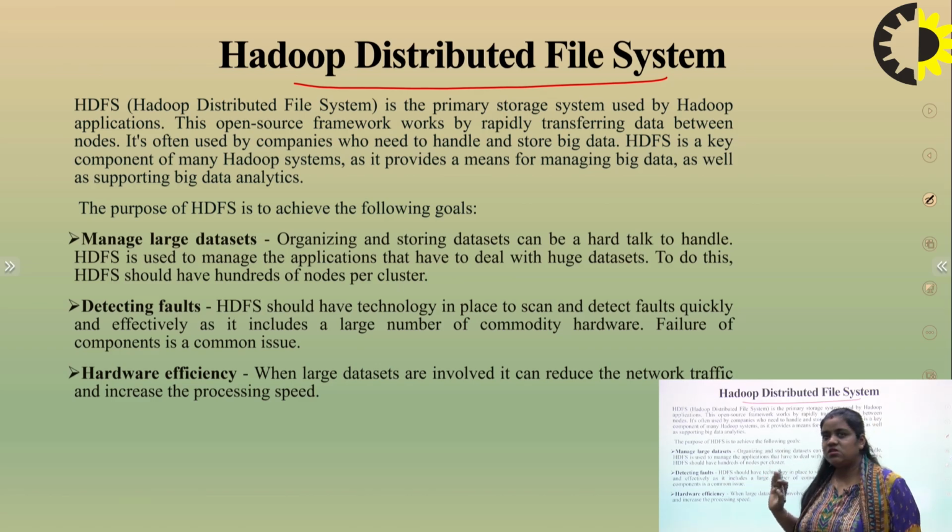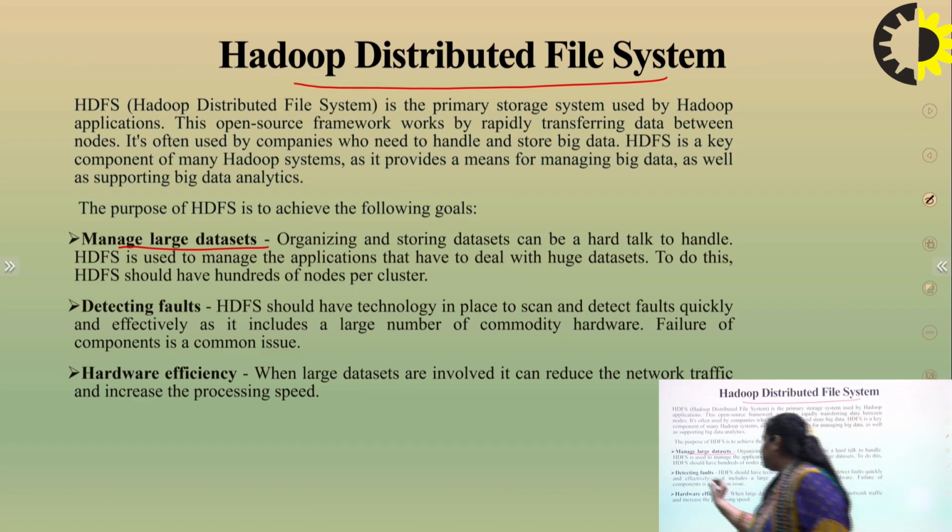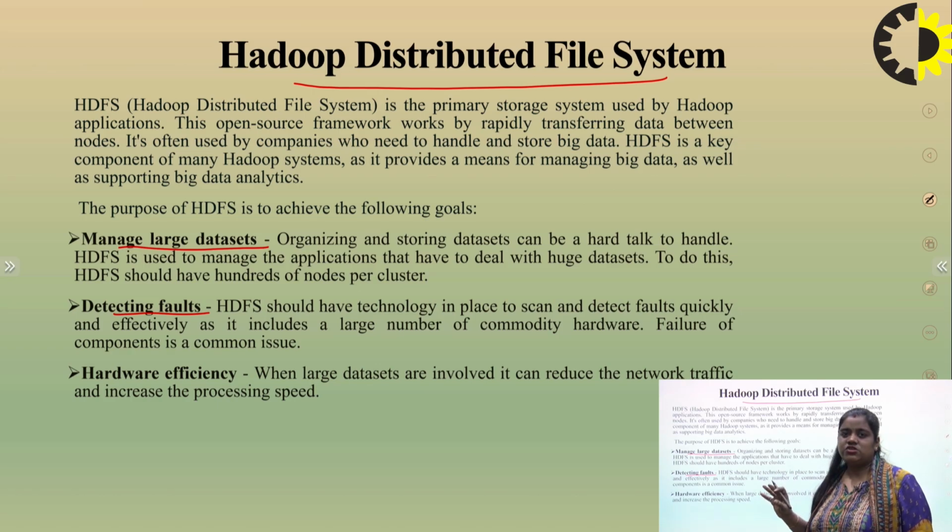These are some goals of HDFS. The first one is to manage large data sets. As I have already discussed, HDFS is used to store and manage large data sets. Then detecting faults. How can it detect faults? HDFS divides the large file into small blocks and assigns those blocks to different data nodes. If one data node is not capable of processing data or fulfilling the request of the user, then we can take the help of other data nodes. So here we can say that in an HDFS environment, it is capable of checking the fault tolerance of a particular data node, whether at that moment it is capable of processing the request of the user or not. And also it is hardware efficient.